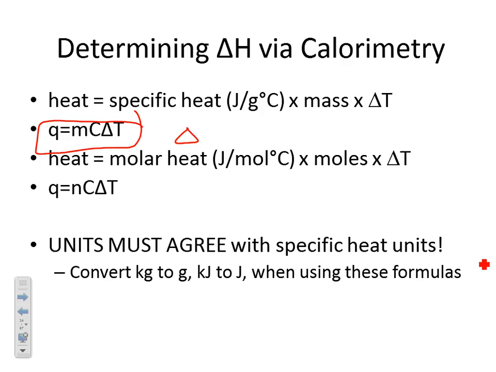Delta T, right? Delta means change in. It's always final minus initial. Always. It is not necessarily big number minus small number. No, it's final temp minus initial temp. You can absolutely have a negative value for delta T. It just means that your final temperature was lower than your initial temperature. That's all it means. And guess what? If you have a negative delta T, you're going to get a negative Q.